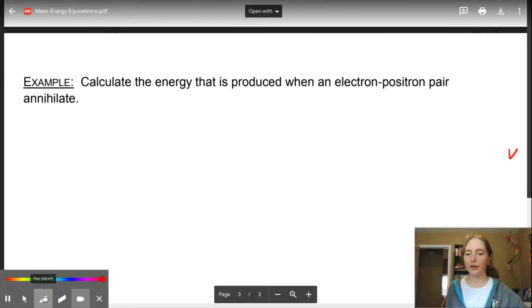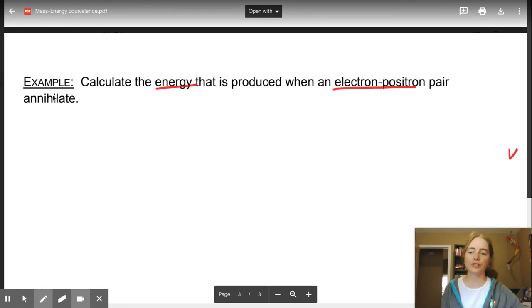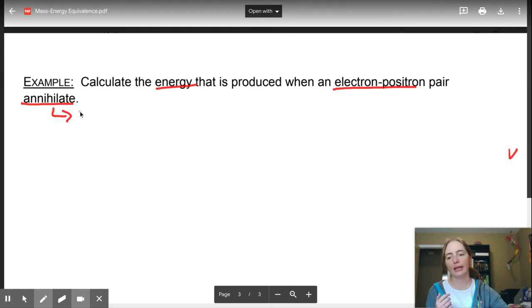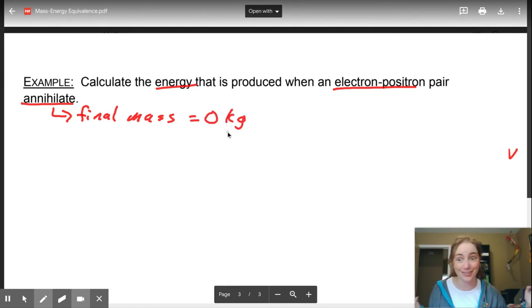So what we've got here, ladies and gentlemen: calculate the energy that is produced when an electron-positron pair annihilate. So in this case, when you see annihilate, the final mass is going to equal 0 kilograms because there is no mass left. It's all energy here. Okay? So the mass is gone. All mass converted into energy.